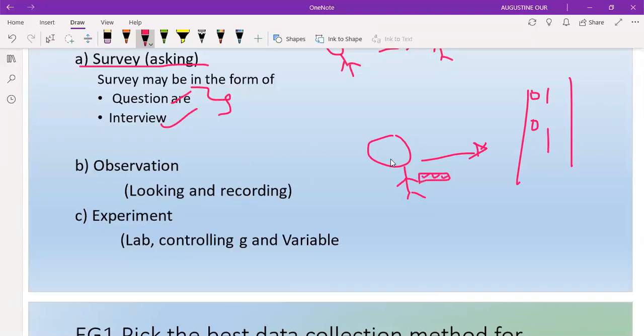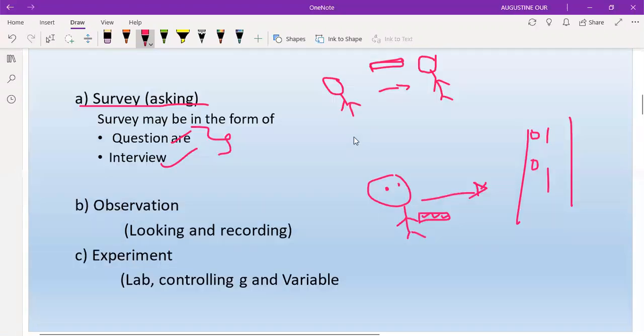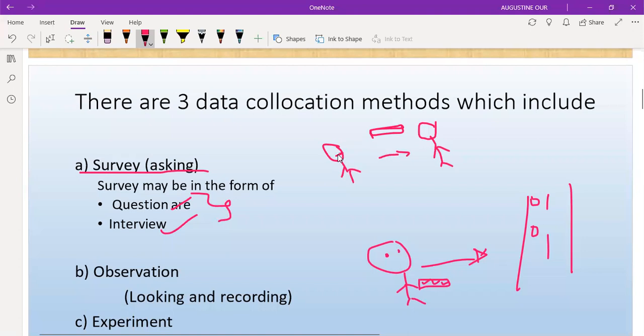That's what you call an observation. You use your eyes. Very important. Observation, you use your eyes and your hand. But in a survey, you use your mouth so much. You use your mouth, and your ears. Okay, in a survey, you use your mouth.